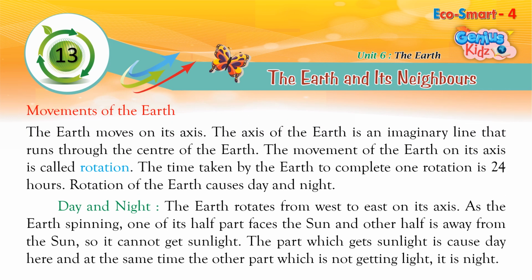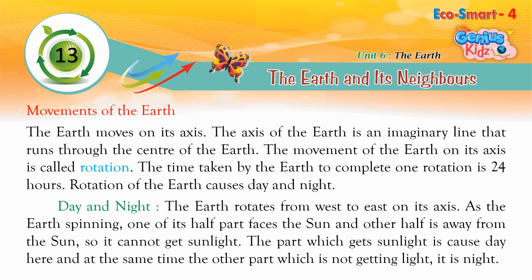Movements of the Earth. The Earth moves on its axis. The axis of the Earth is an imaginary line that runs through the center of the Earth. The movement of the Earth on its axis is called rotation. The time taken by the Earth to complete one rotation is 24 hours. Rotation of the Earth causes day and night. The Earth rotates from west to east on its axis.